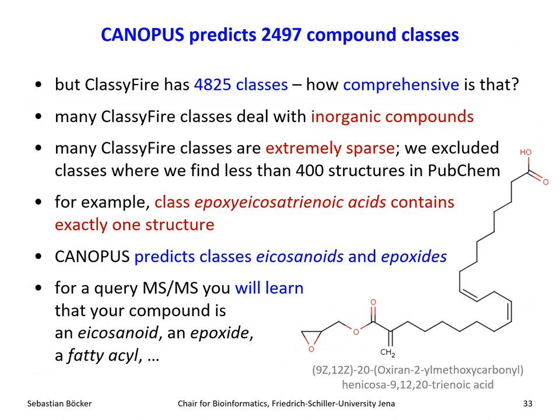One last thing, and that's about being comprehensive. I always like to mention that CANOPUS is very comprehensive because it takes any tandem MS and it predicts all compound classes for this query.